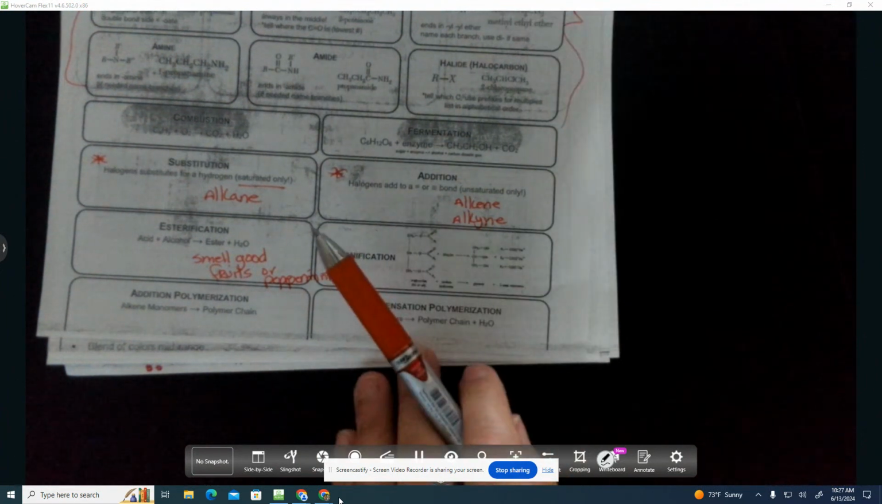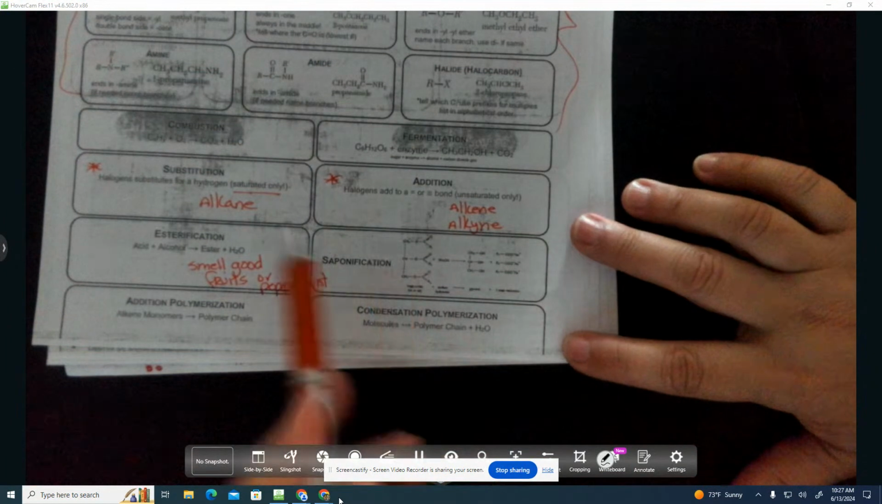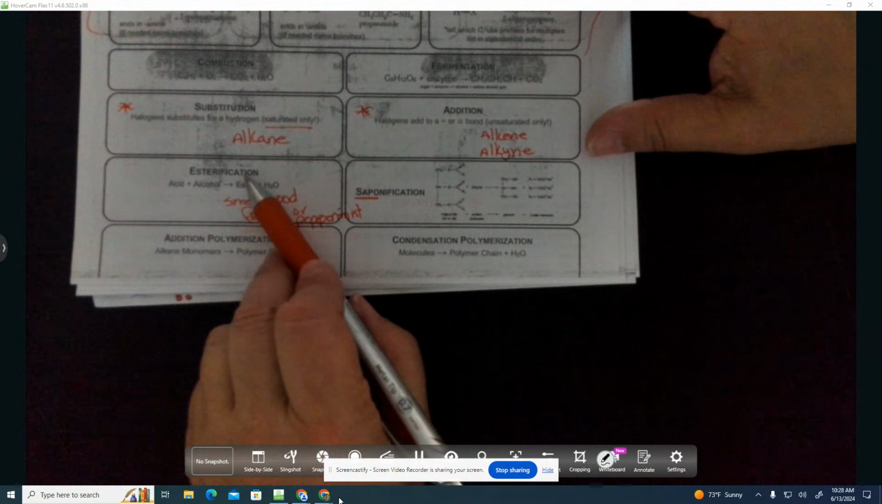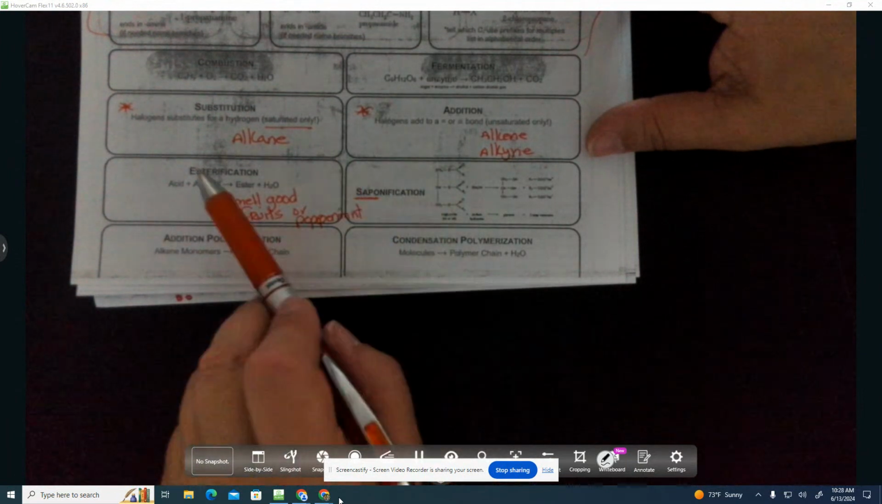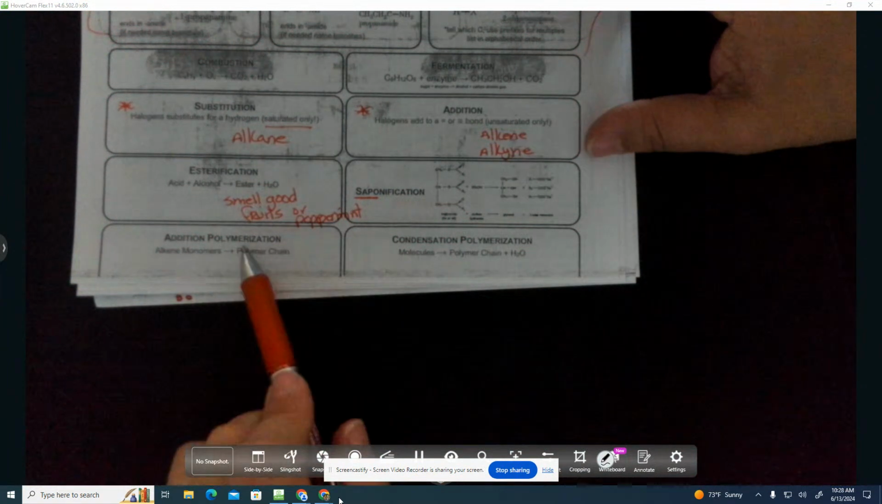Saponification is a fat plus a strong base. You can't see it, but it says NaOH there. You're going to make soap and a glycerol. Glycerol is a trihydroxy alcohol. It is like a lubricant. Okay? Saponification, the first 4 letters spell soap. If you can't remember the word esterification or saponification, write down making a soap, making an ester, making a polymer for polymerization. Okay? You will still get it right.